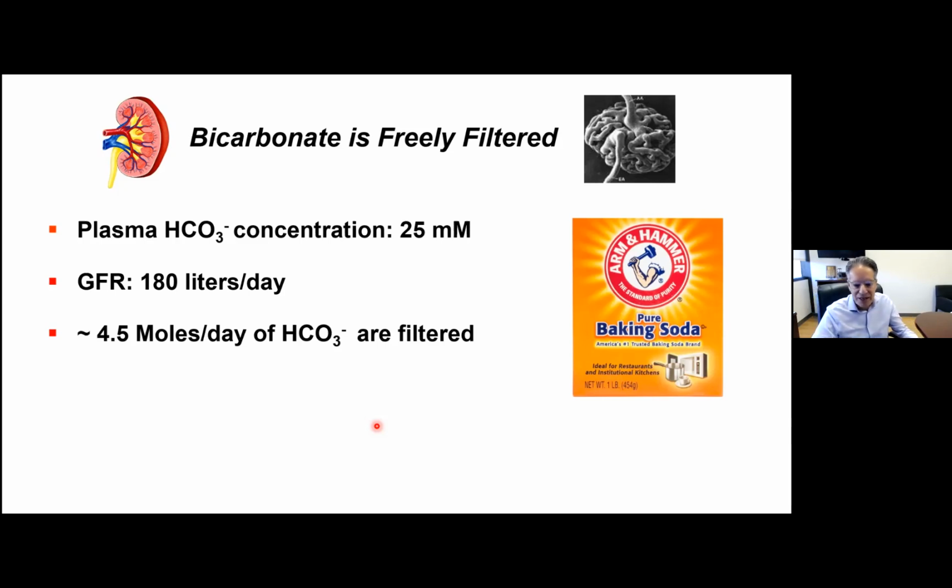And obviously our plasma bicarbonate would drop very quickly and become severely acidemic. So we know that doesn't happen. So without knowing the mechanism, we know a priori that the bicarbonate must be absorbed.